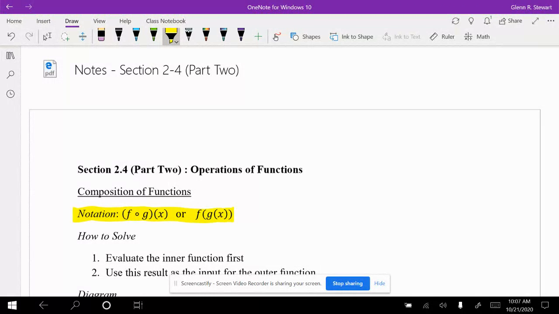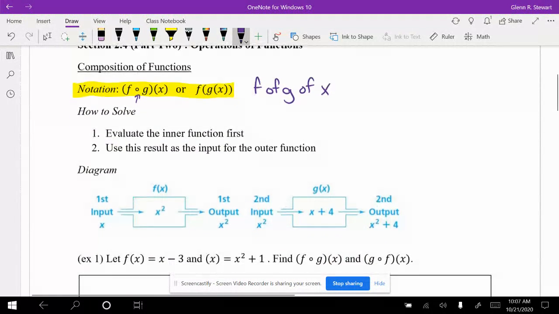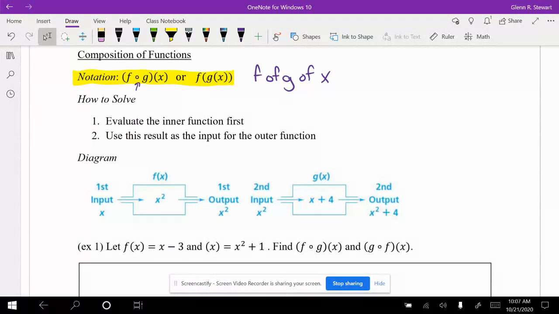This is pronounced f of g of x, and you should be very particular about that being an open circle in there. You don't want to get it confused with multiplication. So how to solve? The first thing we do is evaluate the inner function first, and then we use this result as the input of the outer function.